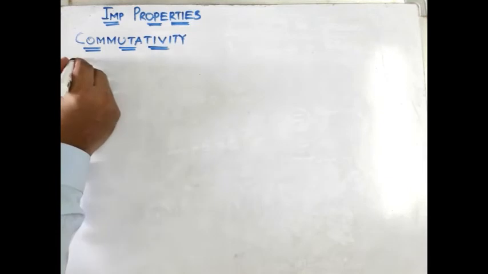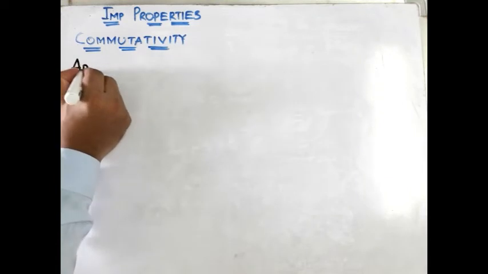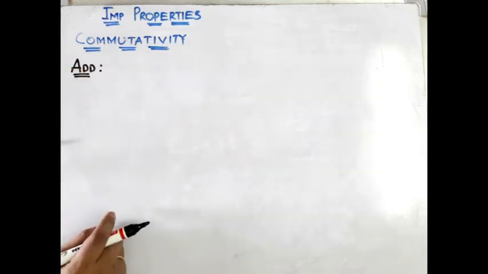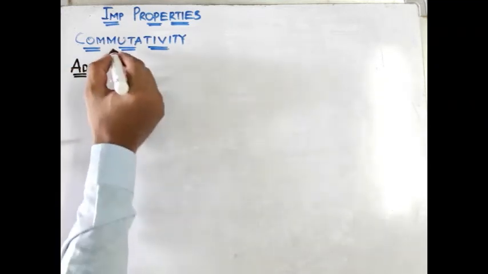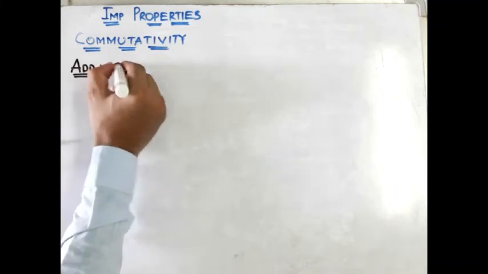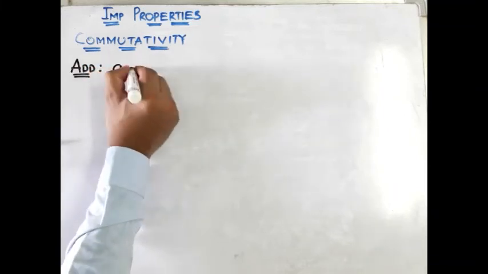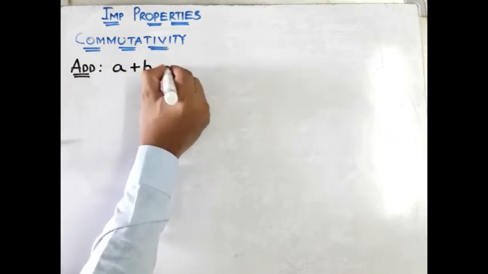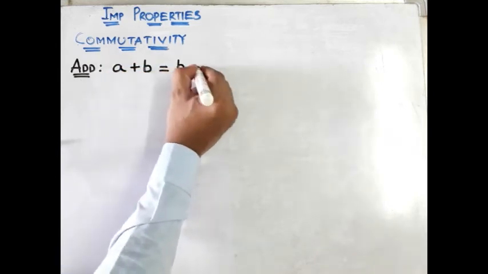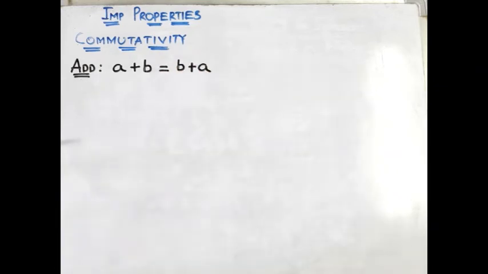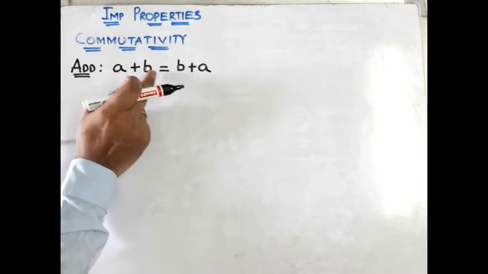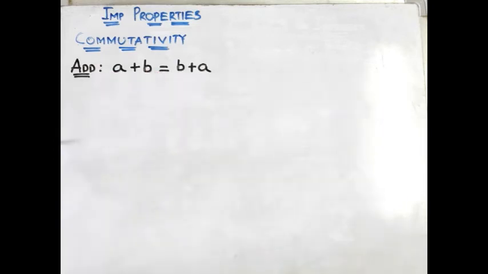Commutative property under addition is important because addition and multiplication are the two operations which satisfy this property for rational numbers. What exactly this commutative property under addition says is, when you take two rational numbers a and b, then the value of a plus b will always be equal to b plus a. Hope you are clear. When you take any two rational numbers, namely a and b, the value of a plus b will always be equal to b plus a.